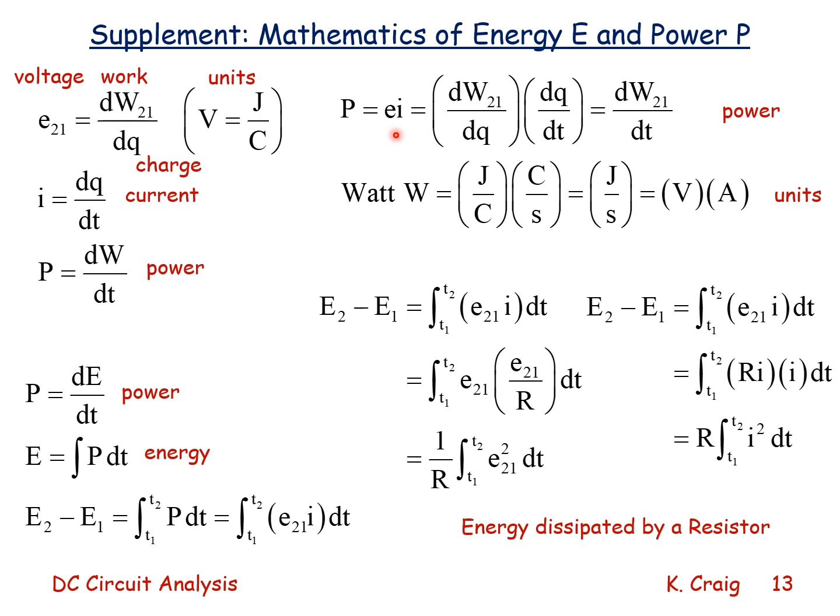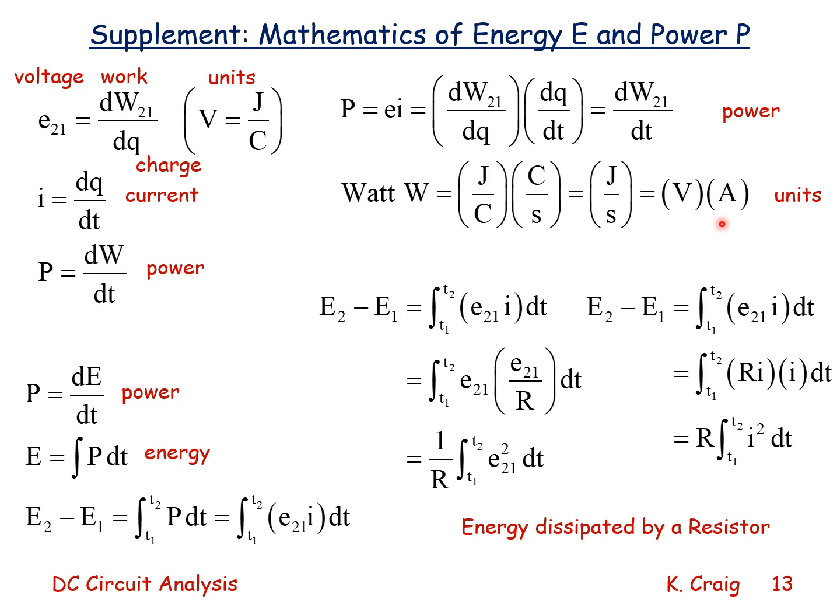Power is voltage times current, and we see here that voltage is work per unit charge, current is charge per unit time. Multiplying these two together, we get power as work per unit time. So a watt is equal to work per unit charge, joule per coulomb, times charge per unit time, coulomb per second, or joule per second, which is equal to a volt times an amp.